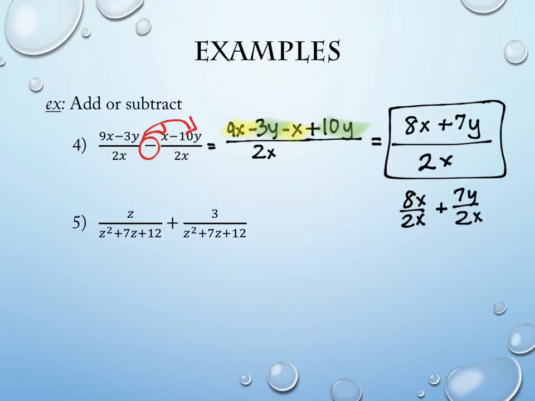And the whole goal was to have one fraction. So could I rewrite this as 4 plus 7y over 2x? I mean, yes, I could, but that wasn't the goal. The goal was to have one single fraction when I was done.